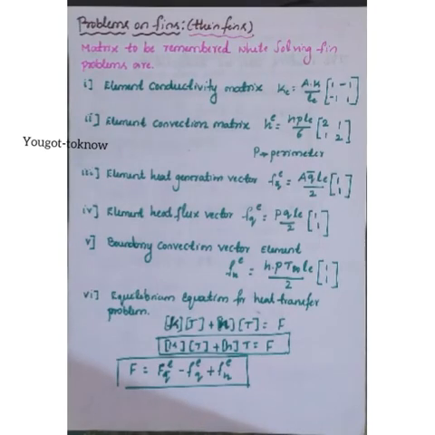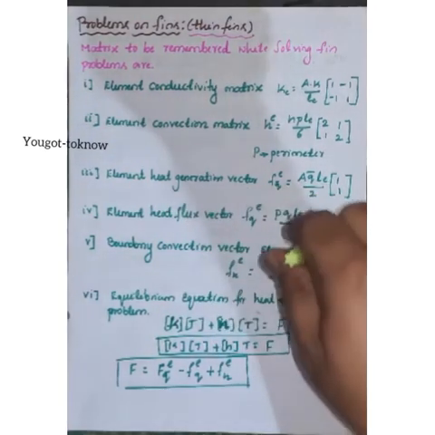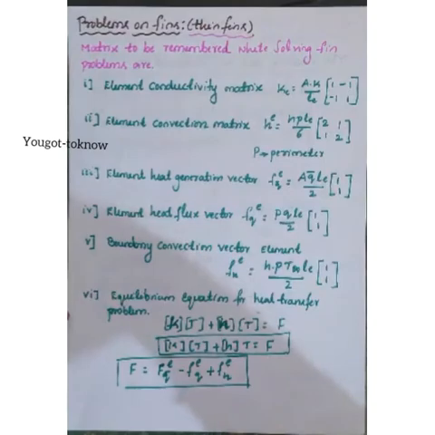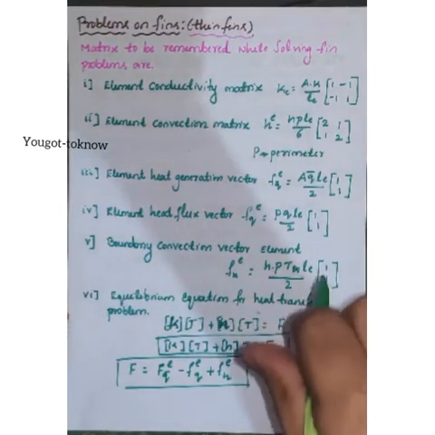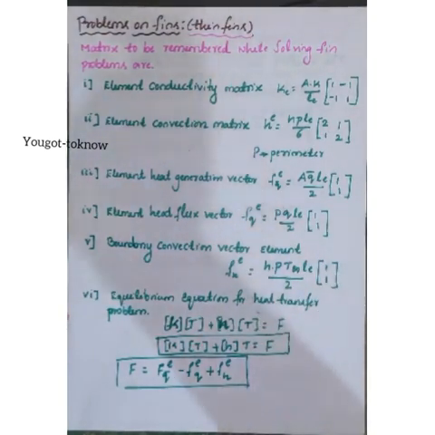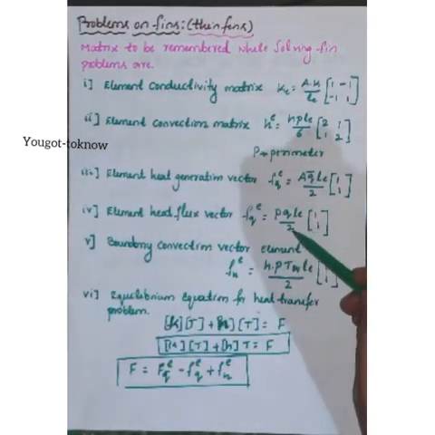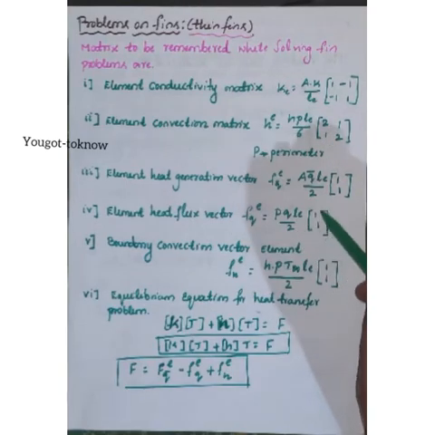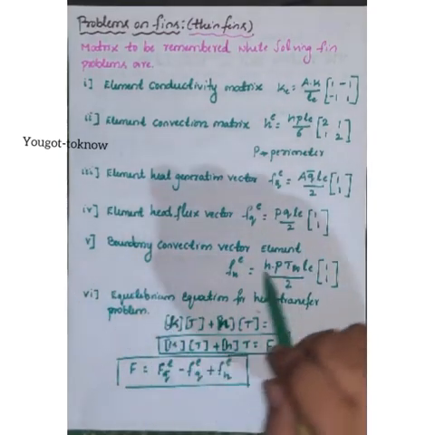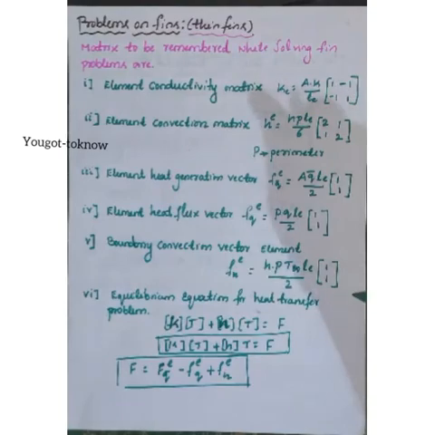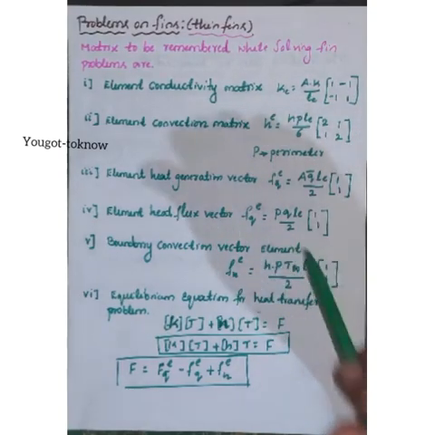Then the element heat generation vector. This is very important. Q bar is called heat generation. You want to identify whether Q bar is given in the problem or not. If not given, automatically take it as 0. If it is given, you should consider that. Next, the element heat flux vector. This is one more thing. Heat flux is called q: P q Le by 2, times [1 1]. This is one more equation. Then the boundary convection vector. If convection is present, automatically this is also present. You should use this equation.